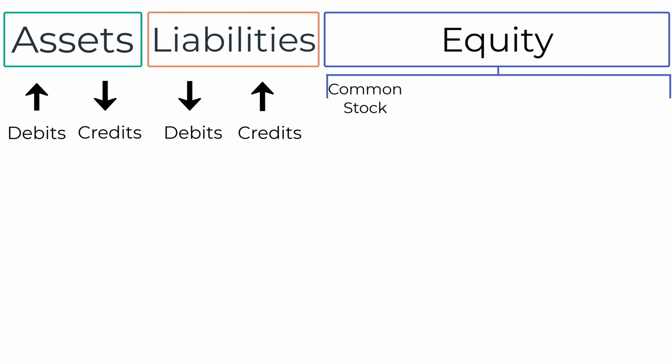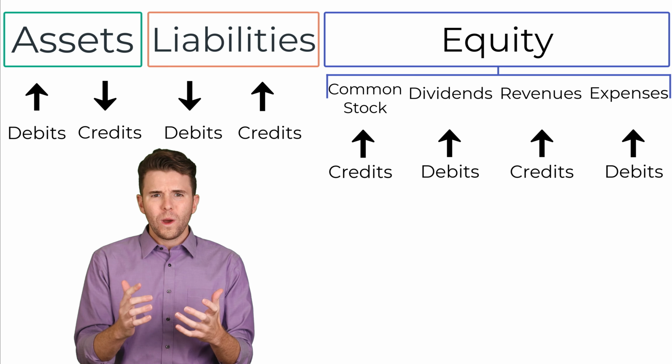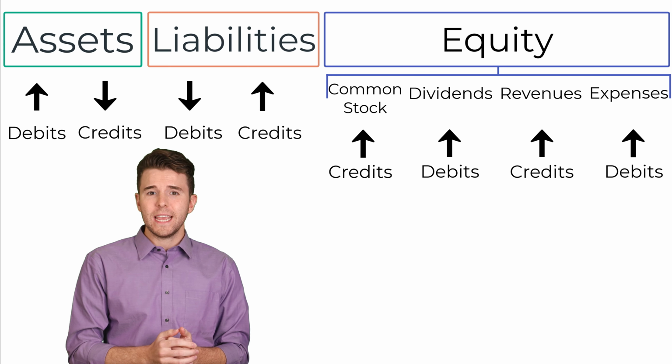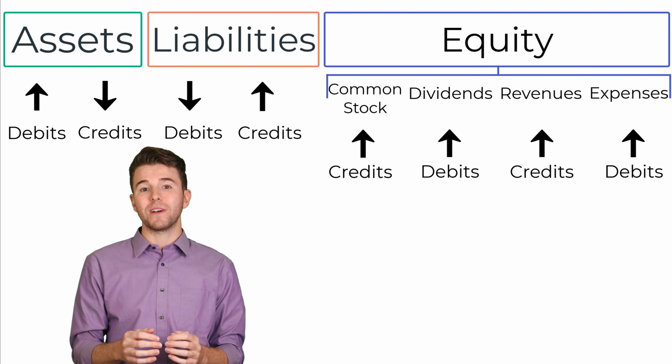Common stock is increased with a credit. Dividends, on the other hand, is increased with a debit. Revenues are increased with a credit, and expenses are increased with a debit. So again, whether a debit or a credit increases or decreases an account depends on what type of account it is. Got it? Good. I think we're done. Just kidding. Let's run through some examples of how to record and post journal entries.